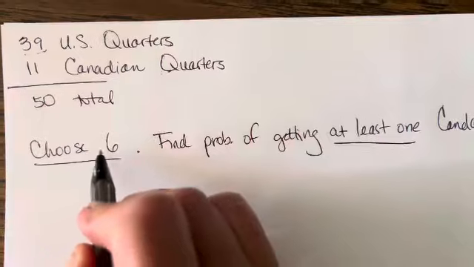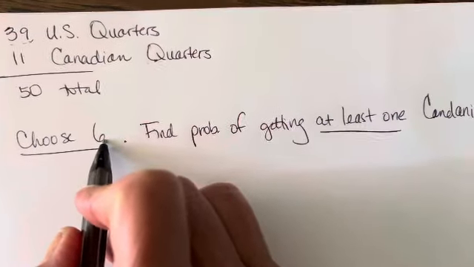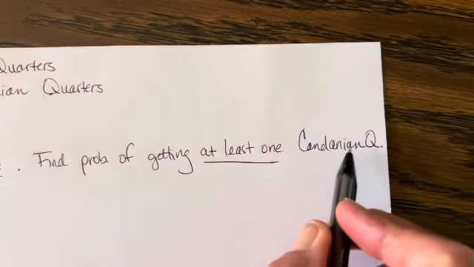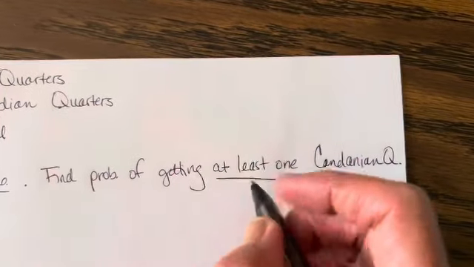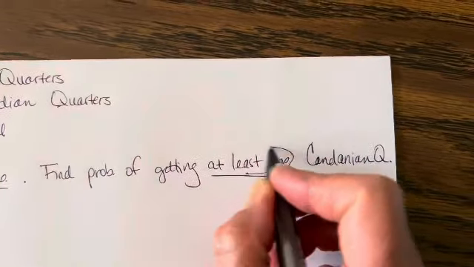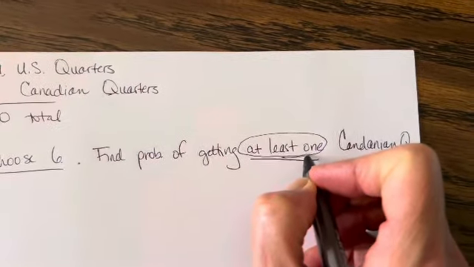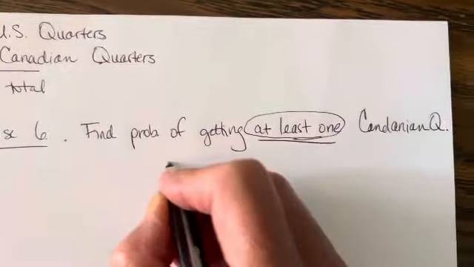So you're gonna reach into that bag and pick out 6. It wants to find the probability of getting at least 1 Canadian quarter. Now, I've said this before in other videos, but anytime they want you to find at least 1, the easiest thing to do is to try to find the probability of none and then subtract it from 1, okay?